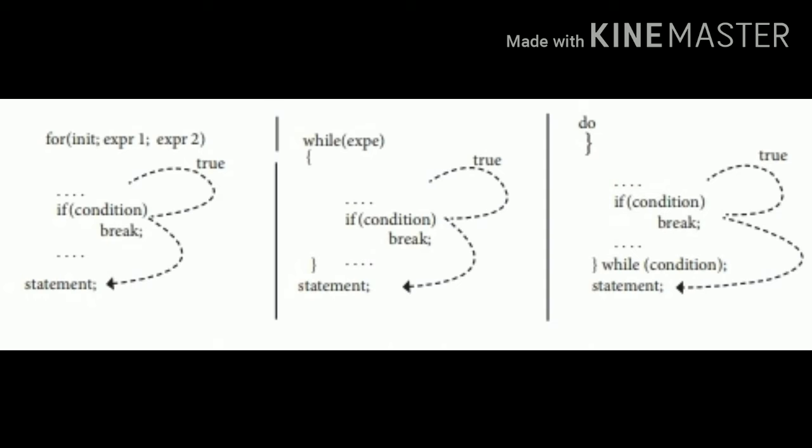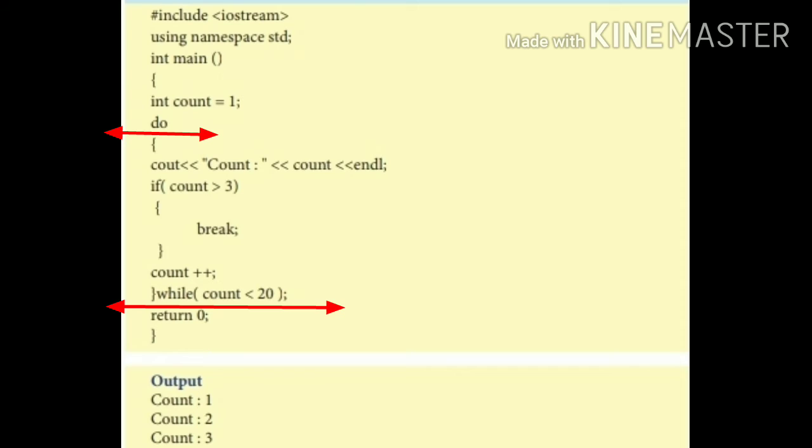In this example, do while statement is used. Within the do while statement, we use if statement. Within the if statement, we use break statement. The condition is count greater than 3. If the count is greater than 3, the loop is terminated, because here we are using break statement. But in the while condition, we declared count less than 20. Okay. But in between the loop, we terminate the loop using break statement.